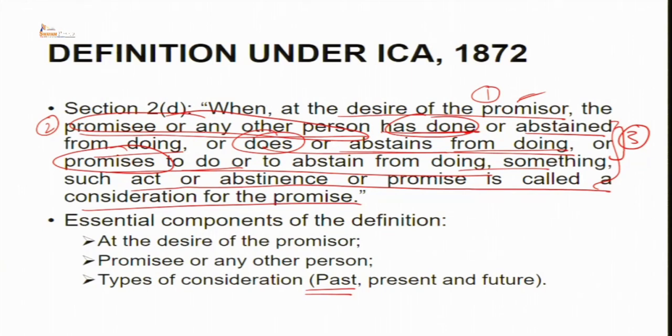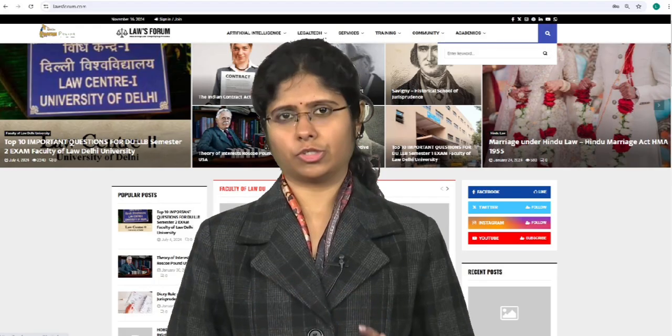And then you can see it says does or abstains from doing. We are referring to present tense here, right? So, that is present consideration. Third is promises to do or to abstain from doing something. Now, promises to do, that means you are promising that you will be acting in a particular manner in future. That is why it is the third type of consideration which we were referring to. So, that is future consideration, right?